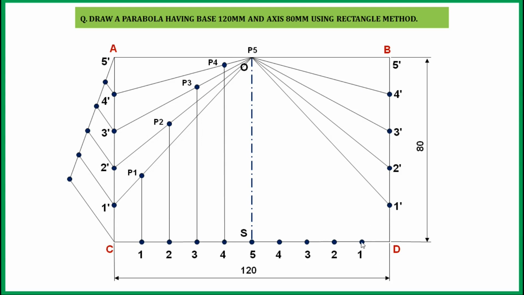So draw a vertical line, perpendicular to DS, from 1 up to 1 dash O. This would be the first point in the second half of the parabola. From 2, draw a vertical line up to 2 dash O. This would be the P2 point. From 3, draw a vertical line up to 3 dash O. This would be your third point. So you have drawn the vertical line from the fourth point to obtain this fourth point. And we have already obtained the fifth point because O itself is the fifth point of the parabola.